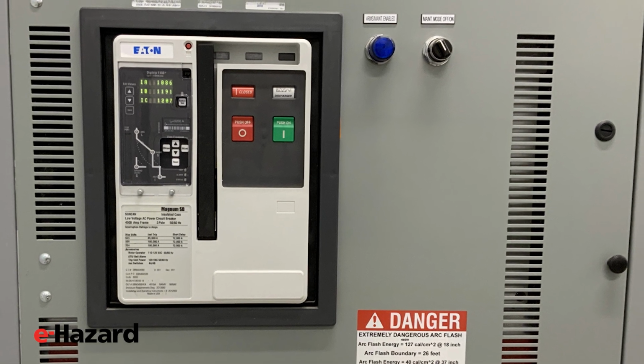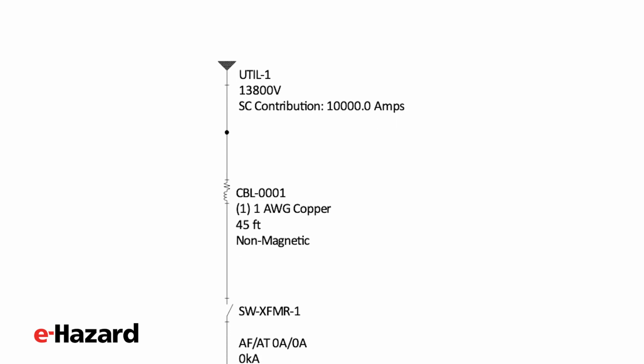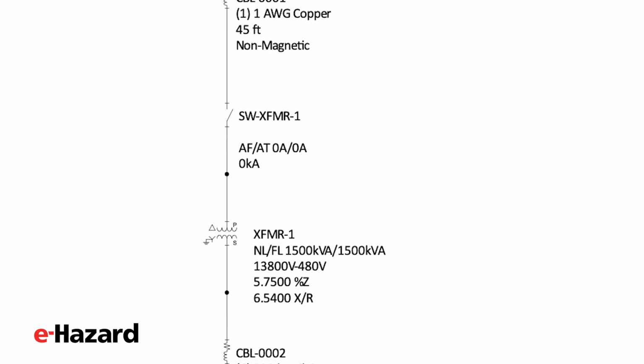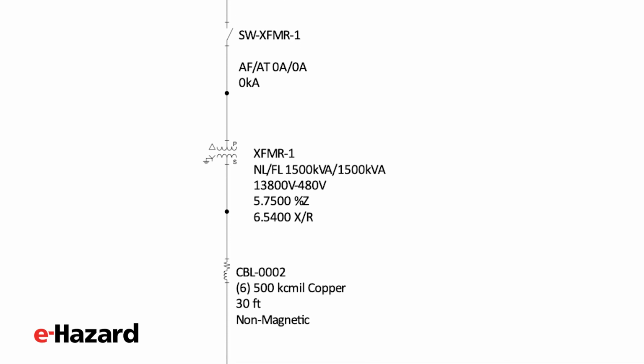Following that path is how you trace the system. Let's walk through a simple example. Here we have a utility feed coming in at 13.8 kilovolts. It hits a main disconnect switch, then flows into a step-down transformer, 13.8 kilovolts on the primary, 480 volts on the secondary.